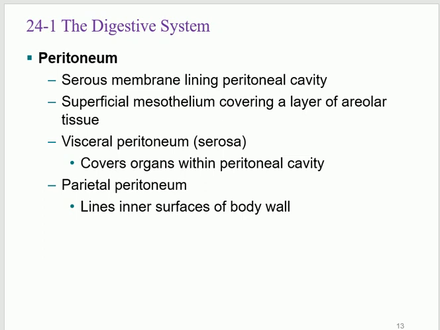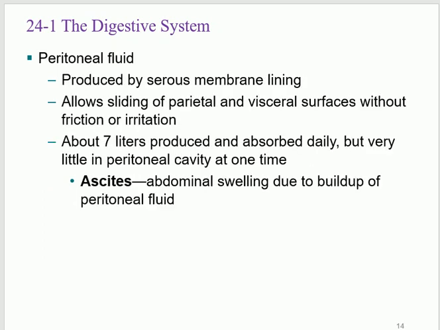Surrounding the lung, pleura. Surrounding the heart, pericardium. Here we call it peritoneum. So the peritoneum is also two layers, visceral layer and parietal layer, same thing. Which one is adherent to the organs? The visceral one. And where is the parietal one? It's outside, lining the whole abdomen. And there is peritoneal fluid, just like the pleural fluid.